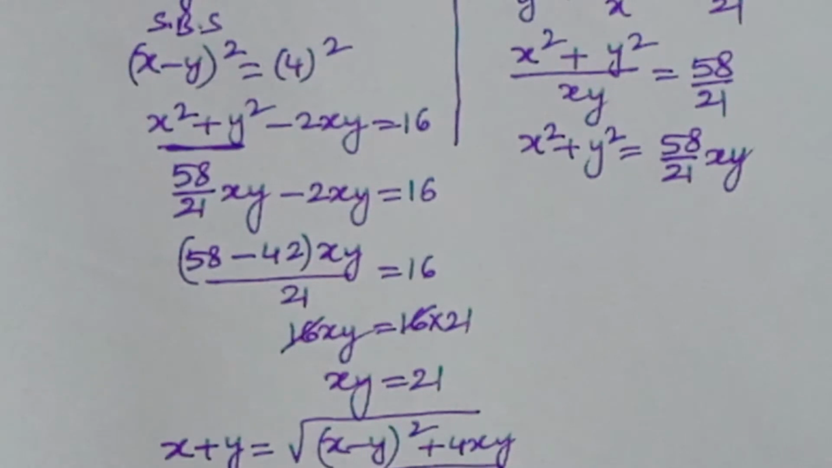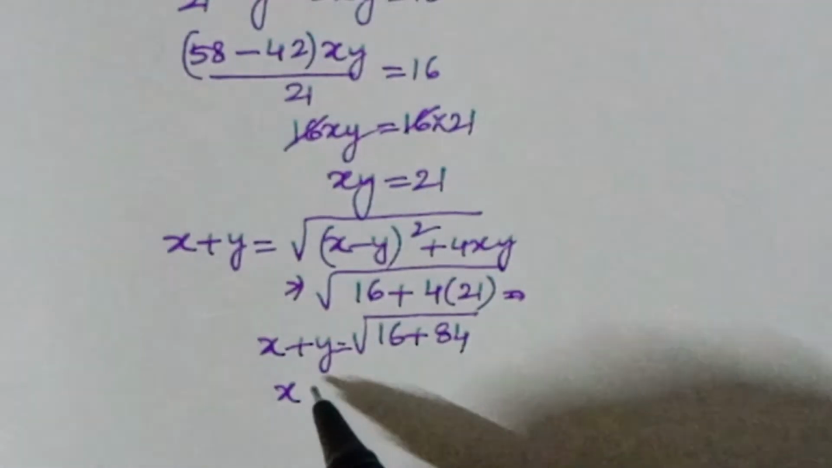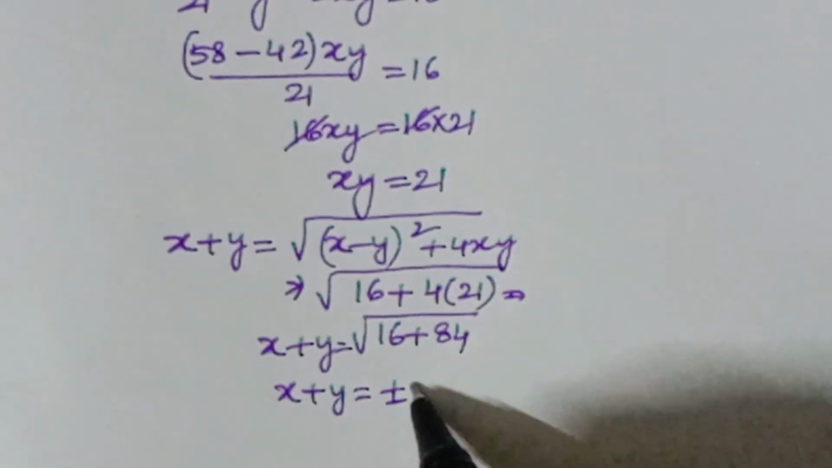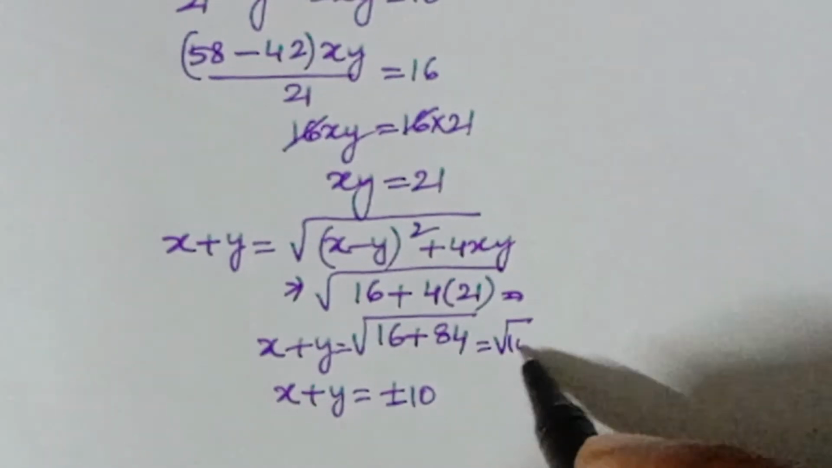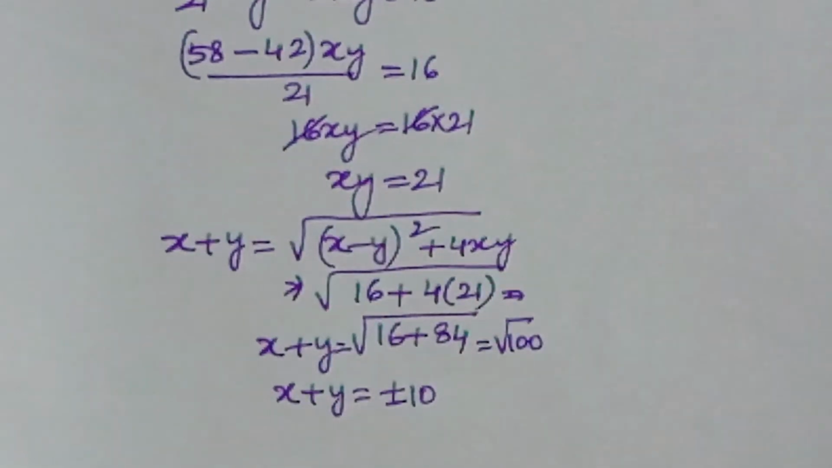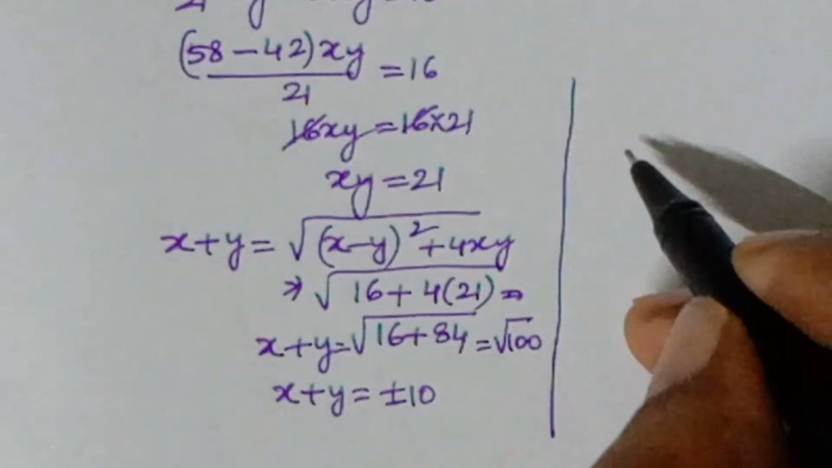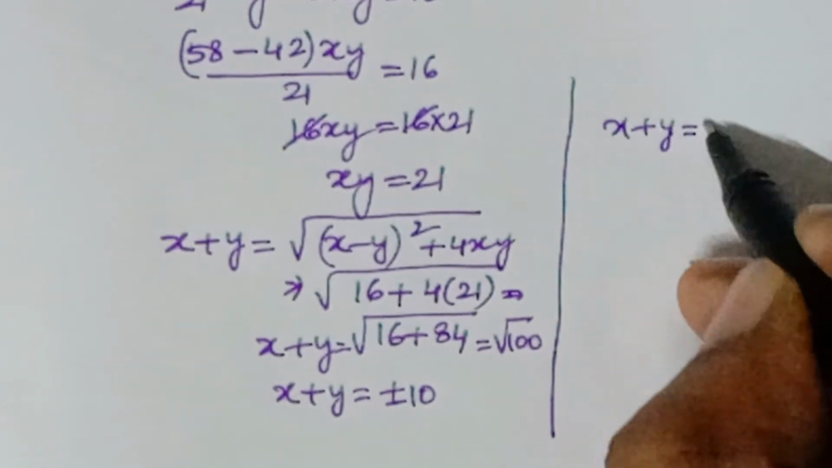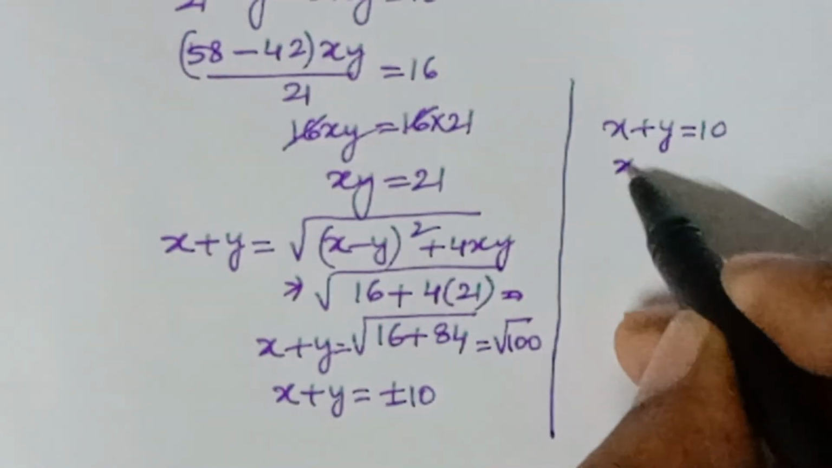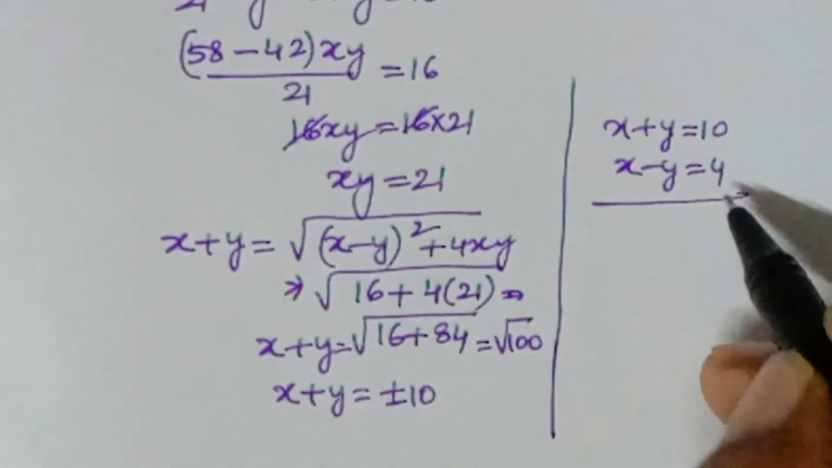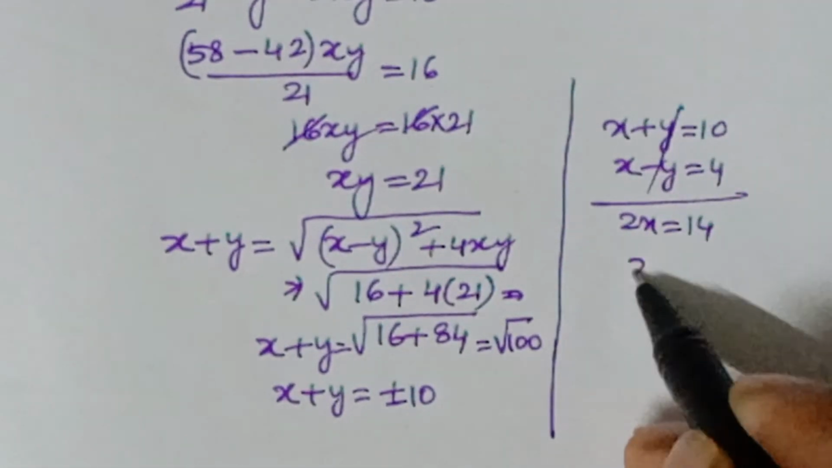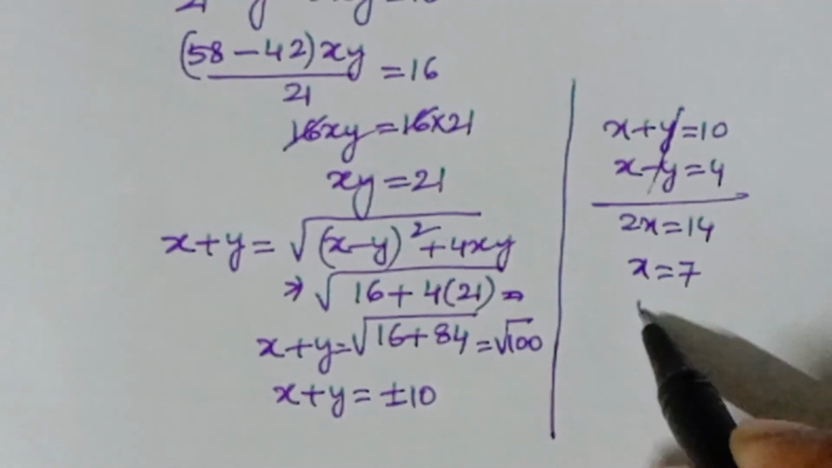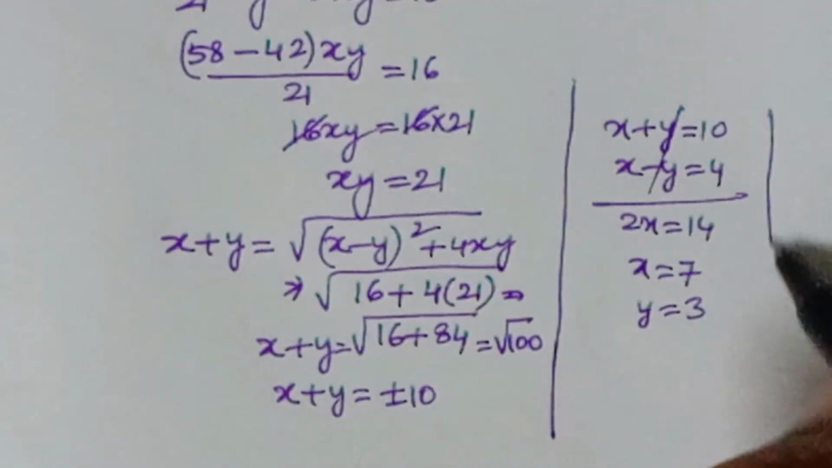So x + y is equal to plus or minus 10. Square root of 100 will get here, plus or minus 10. Now if you solve this, x + y is equal to 10, x - y is equal to 4. 2x is equal to 14. x equal to 7, y equal to 3.